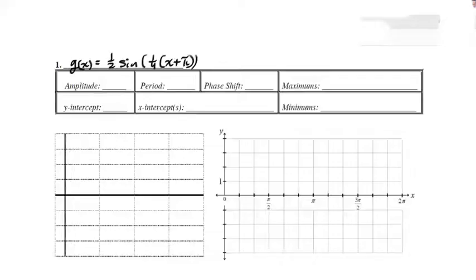Okay, using the cheat graph again, I'm going to show you guys how to do the hardest type of sine and cosine function. The hardest type of sine and cosine function is when you have a period change and a phase shift. Now this one is already set up for you. Sometimes it's not set up for you. Sometimes it would look like this.